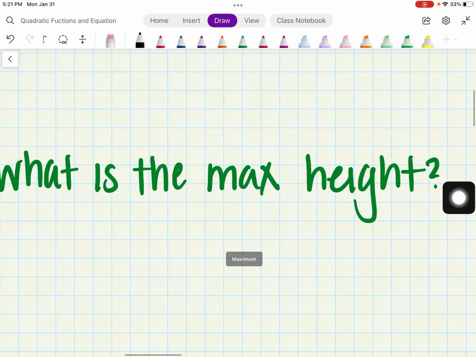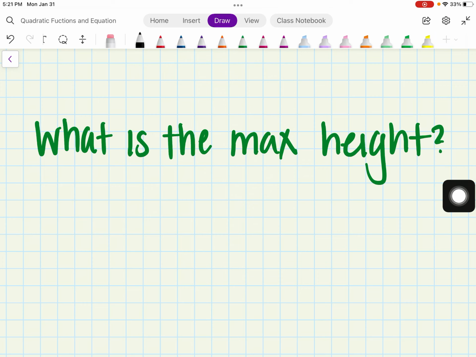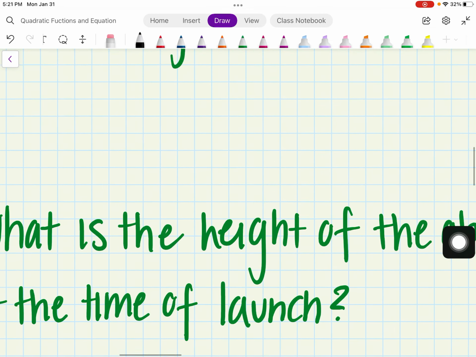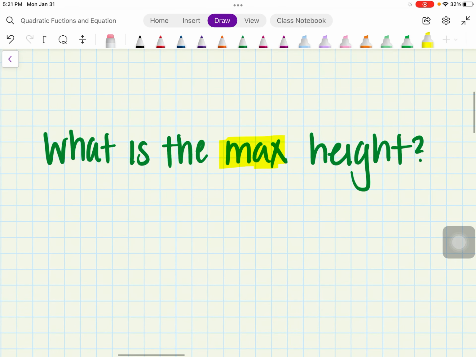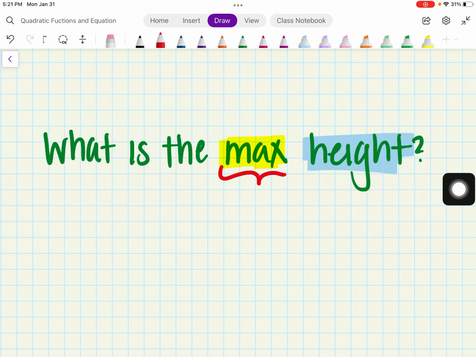So let's go ahead and get started here first. In this case, the first question says, what is the maximum height? So go ahead and highlight or underline any keywords or phrases here, guys. One of the keywords they're giving us here is maximum. Another one they're giving us here is height. So maximum and height. Now, one thing, guys, whenever they're talking about the maximum, they're referring to the highest point. Our highest point in this case is known as the vertex.